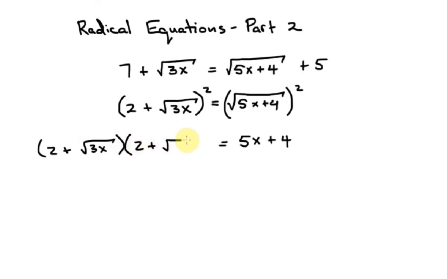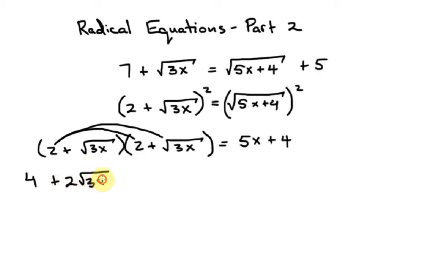This is where most students make the mistakes, is they're too lazy to write it out. You got this whole thing squared, which means times itself. So you have to FOIL the mess out. You have to go 2 times 2 is 4. 2 times the square root of 3x is a positive 2 times the square root of 3x.